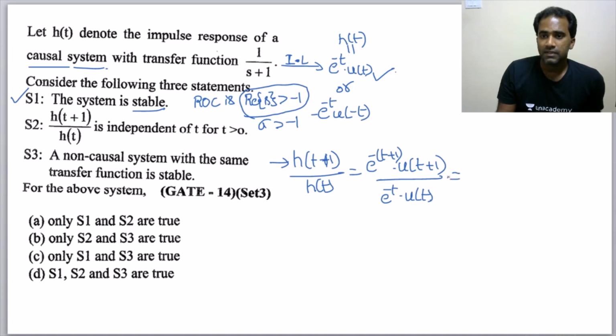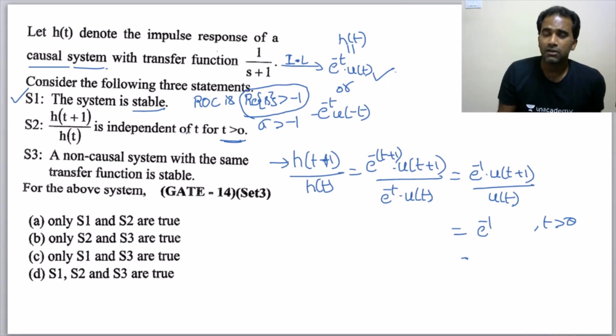Okay, so if you simplify this, e power minus t gets cancelled. What remains is e power minus 1 into u of t plus 1 divided by u of t. So if you look at this one, for t greater than 0, for positive time, this is 1, this is also 1. So the result is e power minus 1. Right, so they are talking about only t greater than 0. For positive time, yes, this is a constant, which means it is independent of time. Independent of time means it should not depend on the time variable. It's just a constant, right? So S2 is also correct.